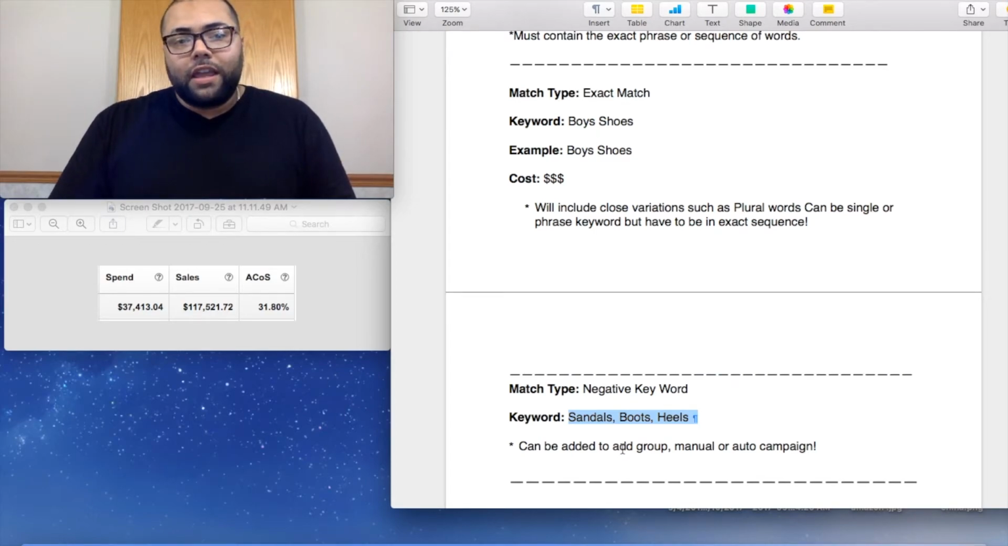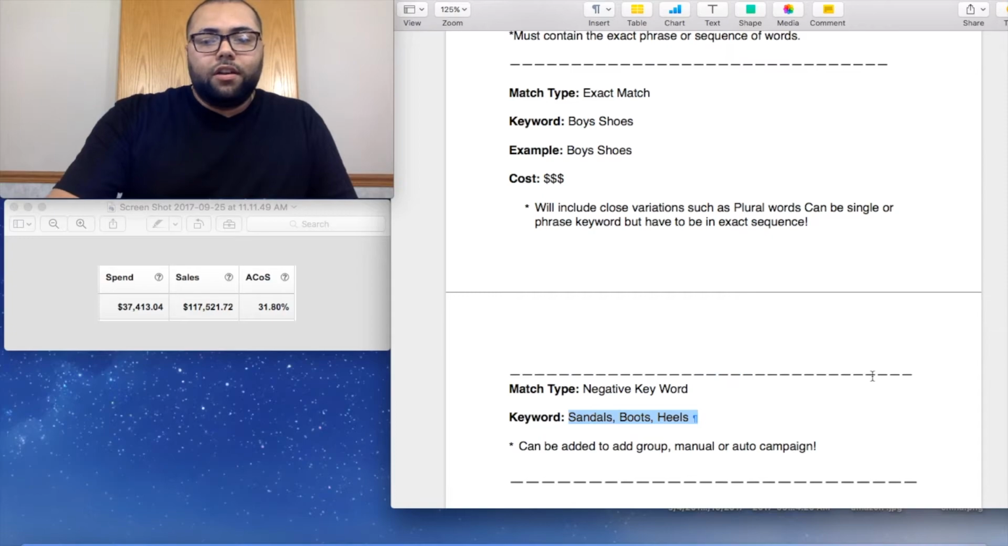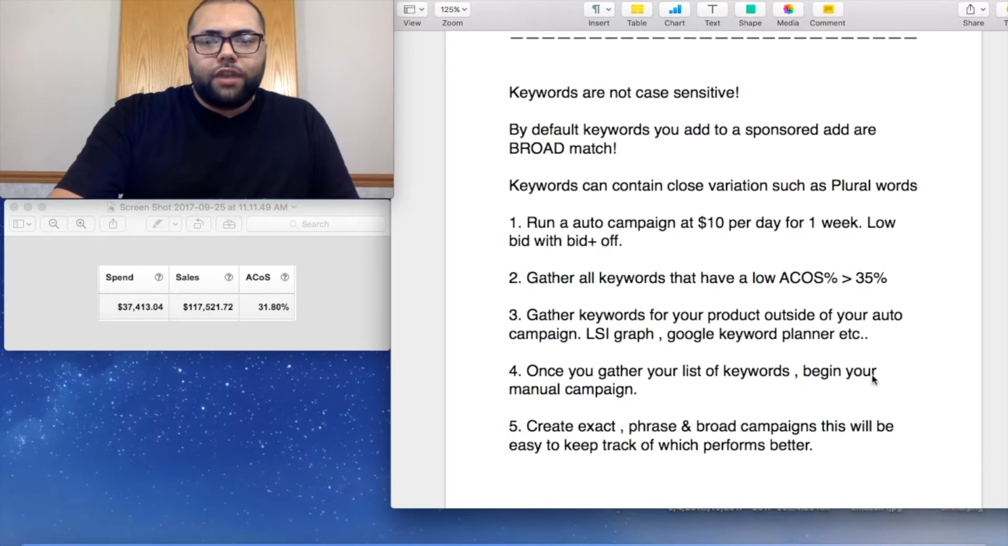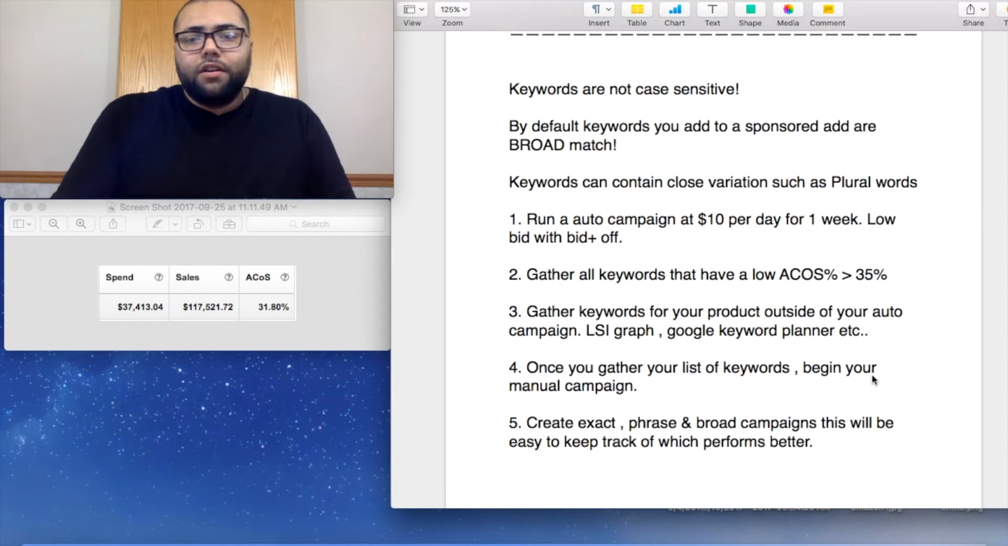Keep in mind, once you set a campaign and you have a keyword under a match type, you cannot change it. You can start a new one, but you cannot change it. All right, let's scroll down. I have some more stuff for you here.